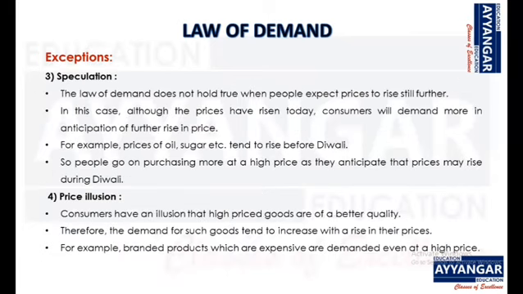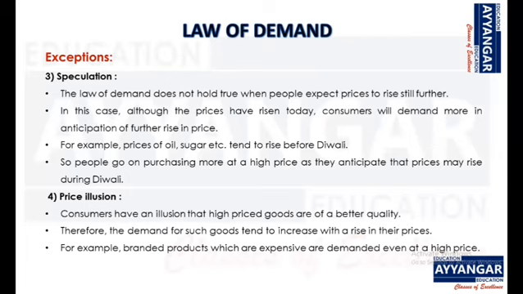Third point is speculation. What happens here? The consumer speculates that the increase in price can increase further. So that we call speculation. For example, in Diwali, when there is an increase in the price of sugar and edible oil, we still buy more, with the speculation that if we don't buy now, in the upcoming days the price will increase further. So it is better to buy more for now. The customers are buying more goods at a high price with the expectation that the price is going to increase further in future. That is called speculation.